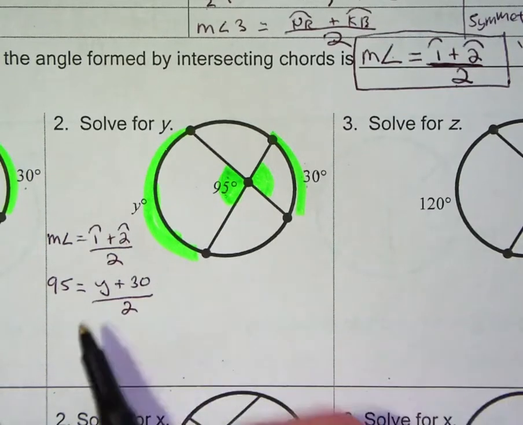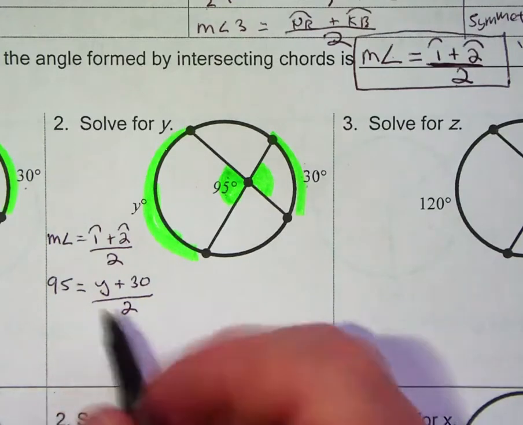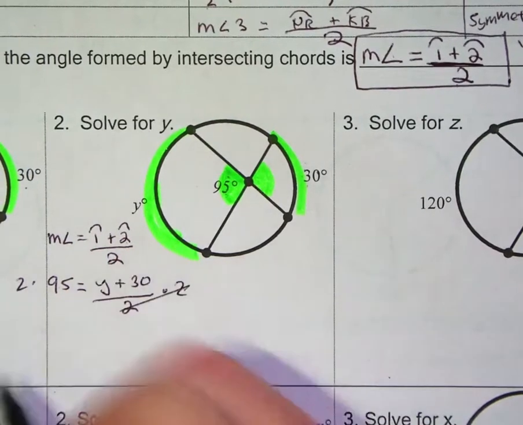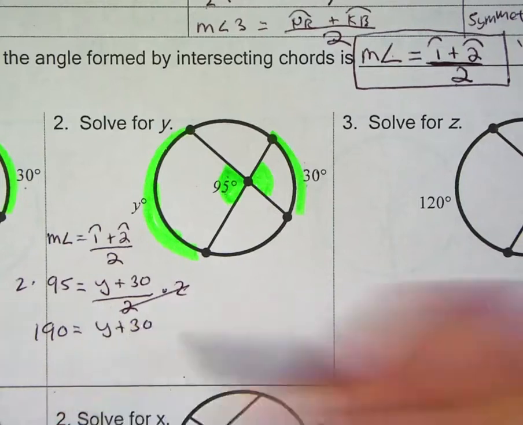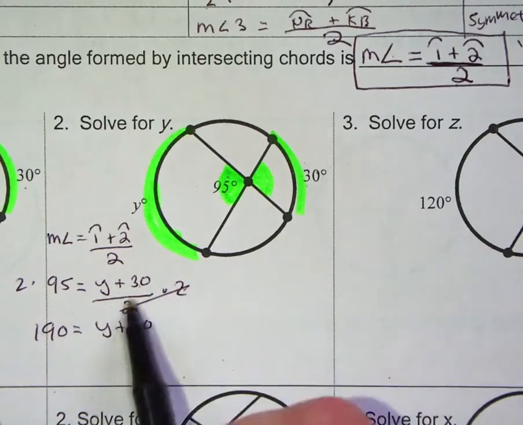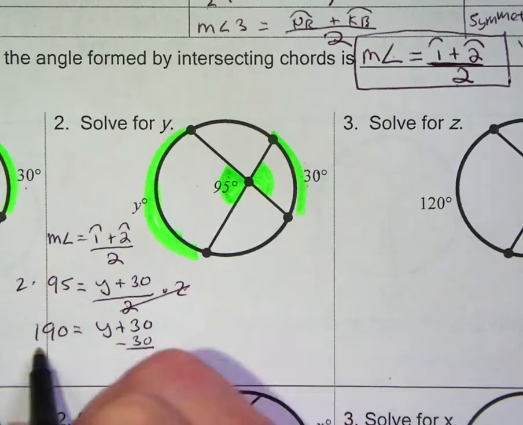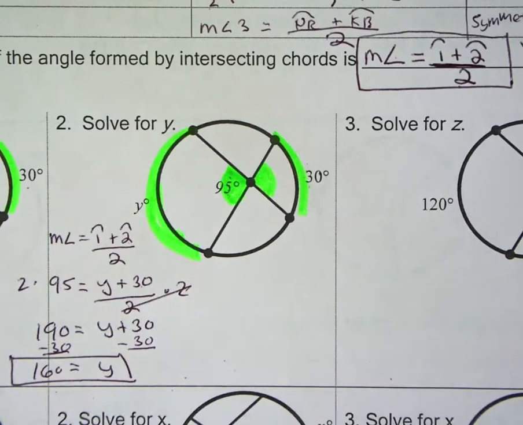Here's another most common mistake. People are like, ooh, 30 and 2, let me reduce. Absolutely not. This y is also over 2. So what we can do is multiply both sides by 2 and get 190 degrees. This is y plus 30, so we just undid the division by 2. And then I can subtract 30 from both sides and get y is 160 degrees. Very easy to mess up in multiple locations there. Be careful.